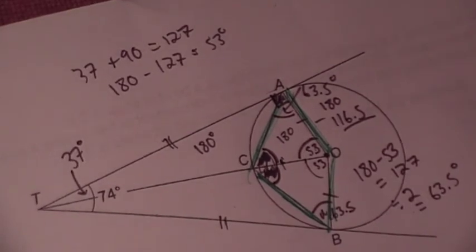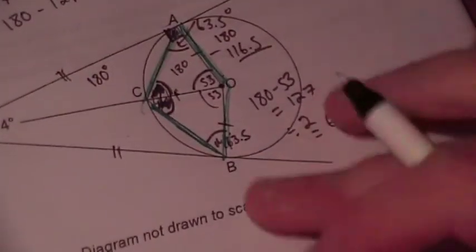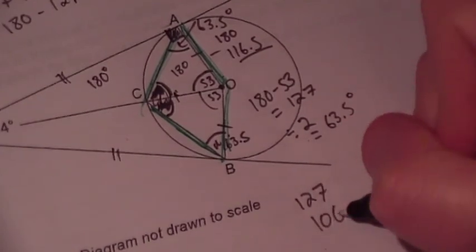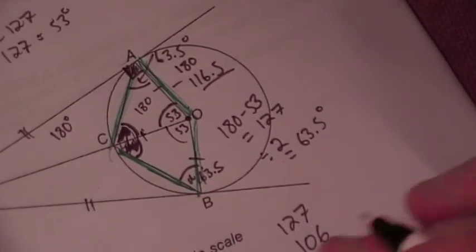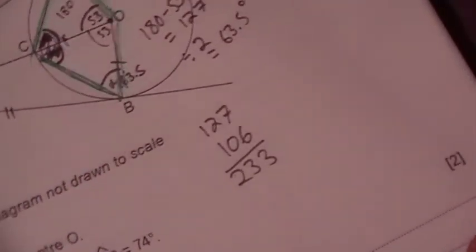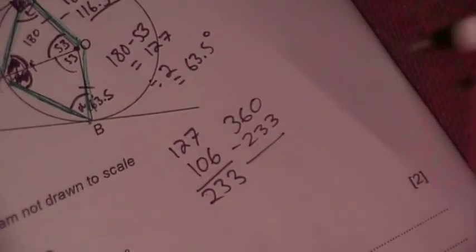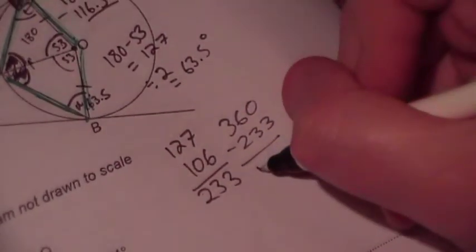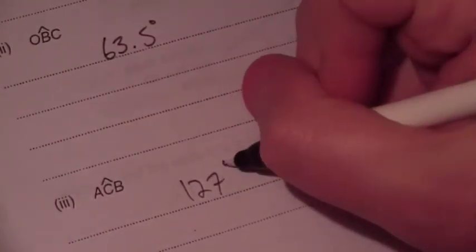So I've just worked out that I've got 63.5 twice, which I know is 127. Add the two 53s on, which is 106. They come together to give 233. And because a quadrilateral has 360 degrees in it, I'll do 360, take off 233, to leave me with 127 degrees. So the last one, ACB, is 127 degrees.